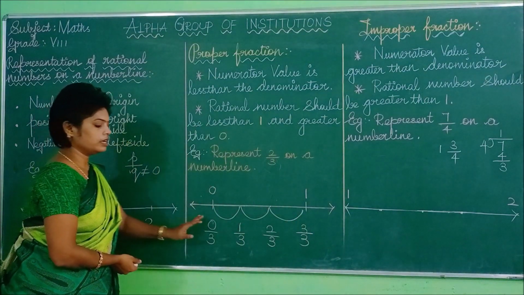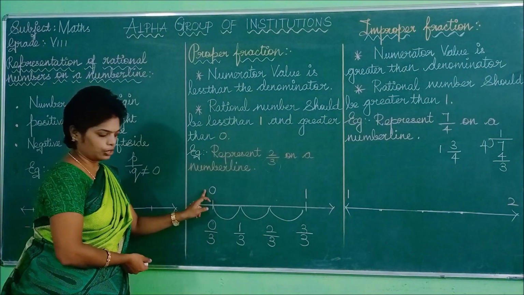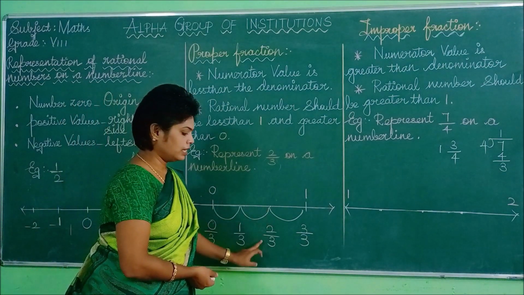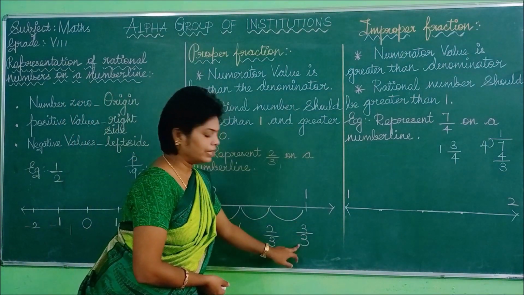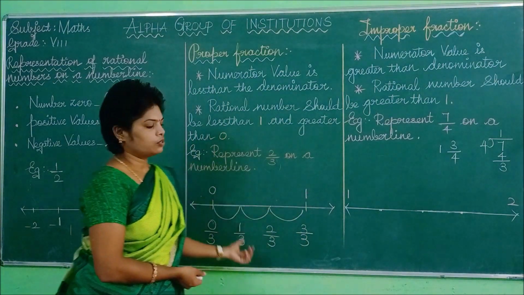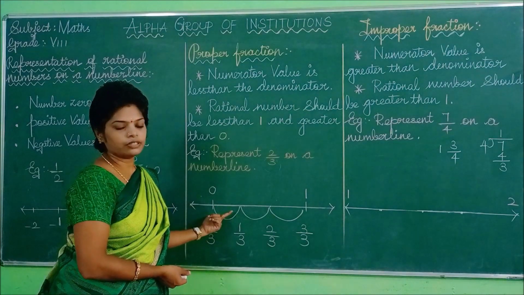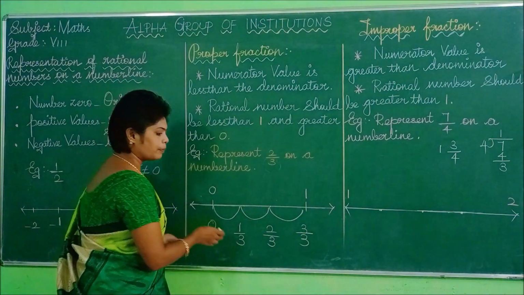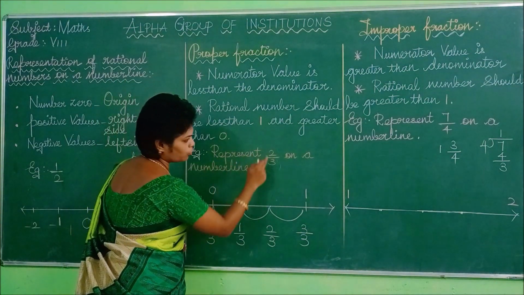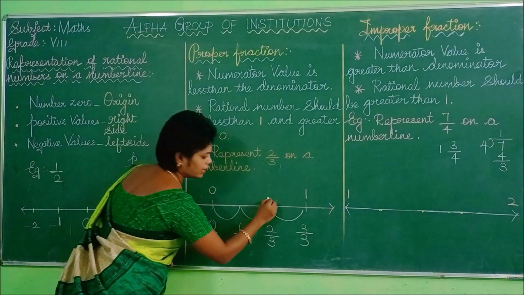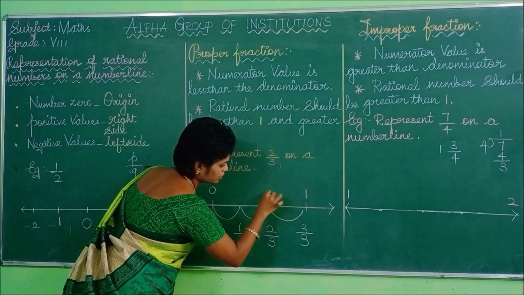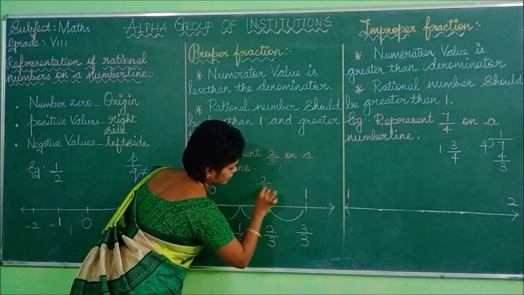Listen carefully. 0 by anything is 0. Next 1 by 3, next 2 by 3. So 3 by 3 is again 1. So we can easily say this 2 by 3 lies between 0 and 1. So where does the point lie? Represent 2 by 3 on a number line. It is indicated here. This is 2 by 3.